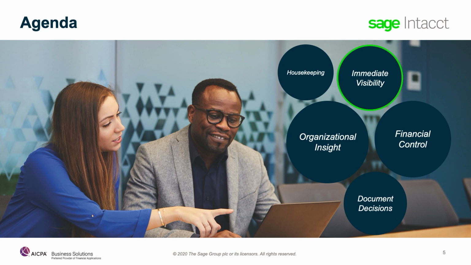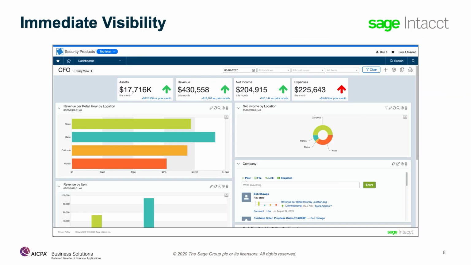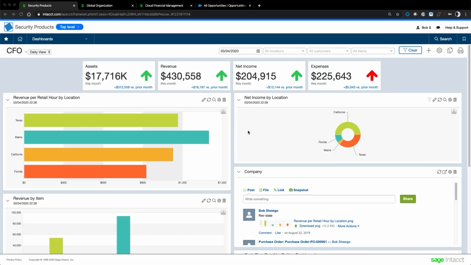Now let's jump into looking at how Sage Intacct provides immediate visibility. When I talk about immediate visibility, what I'm getting at is how you can get information about your entire organization right away. On the screen right now is an image of a dashboard, and I'm going to jump into the system and show this actual dashboard to walk through some of the ways it gives us immediate visibility into the company. In this demo environment, we've got a multi-entity company.